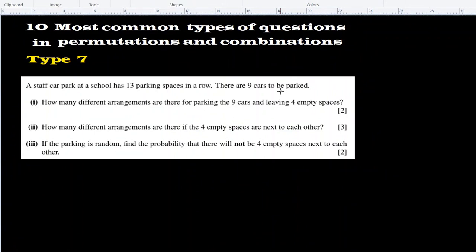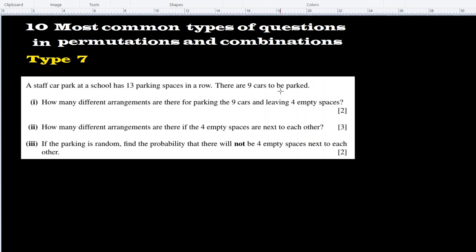This is type 7 question. First 2 we have done. The third part is different, so this will make it a type 7 question. They say a staff car park at a school has 13 parking spaces. There are 9 cars to be parked. That means 4 of them will remain empty. The first part says how many different arrangements are there for parking the 9 cars and leaving 4 empty spaces.